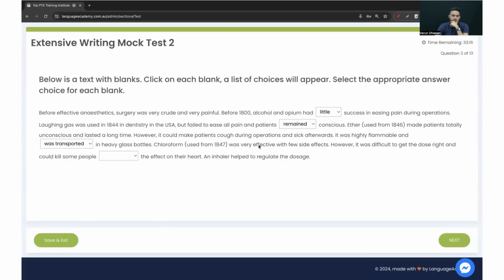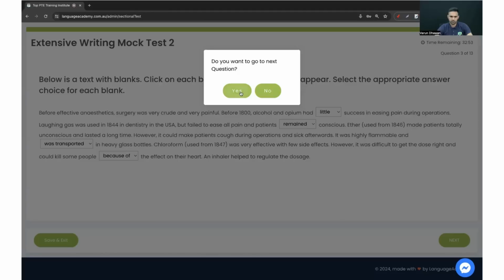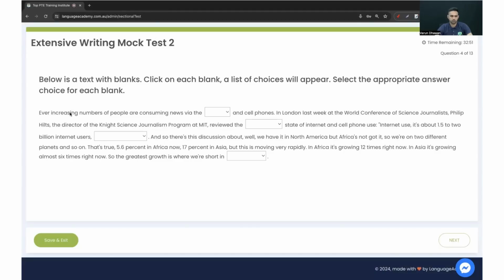Yes, chloroform was effective, but there were side effects. It was difficult to get the dose right and could kill some people because of the effect on their heart. Not due by, due to, not due the, because of the, right? Because of the, I think so. This is the right answer. We have to make sure we manage our time and move on as well.